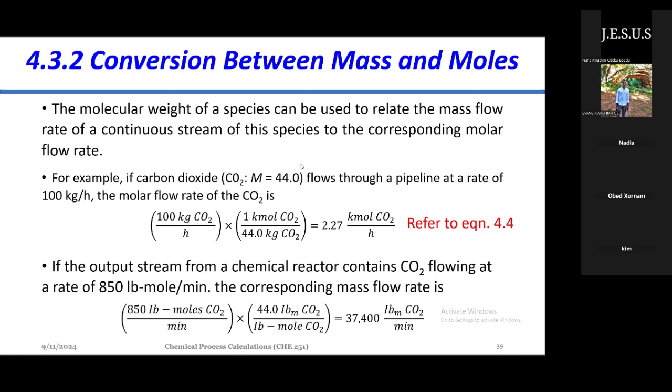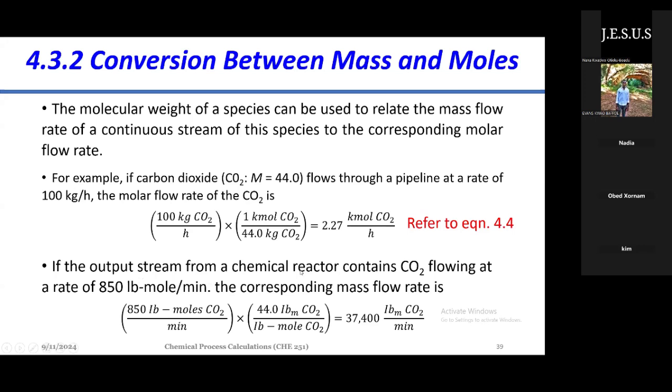Supposed to be in kilogram per kilomole, so that your kilogram and your kilogram can cancel out, and then your answer will be kilomole of carbon dioxide per hour. But in a case where your mass flow was 100 gram per hour, then your molecular weight here will now be gram per mole. And if your molecular weight is in gram per mole, then your final answer would have been mole per hour, not kilomole.